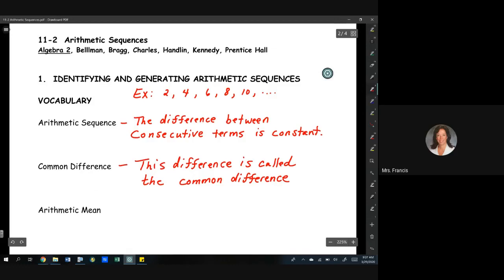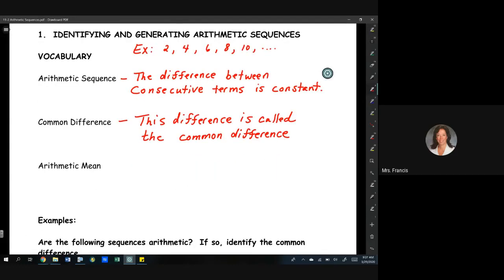The next vocabulary term we have here is the arithmetic mean. The arithmetic mean is the average of two numbers. In the case of arithmetic sequences, it's just the middle number of three numbers. If we were going to look at 2, 4, and 6, 4 would be our arithmetic mean. Let's write that down again.